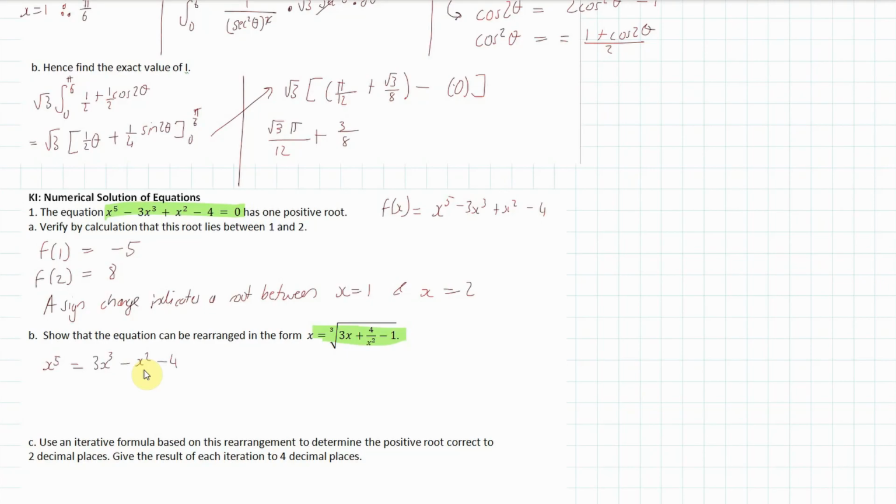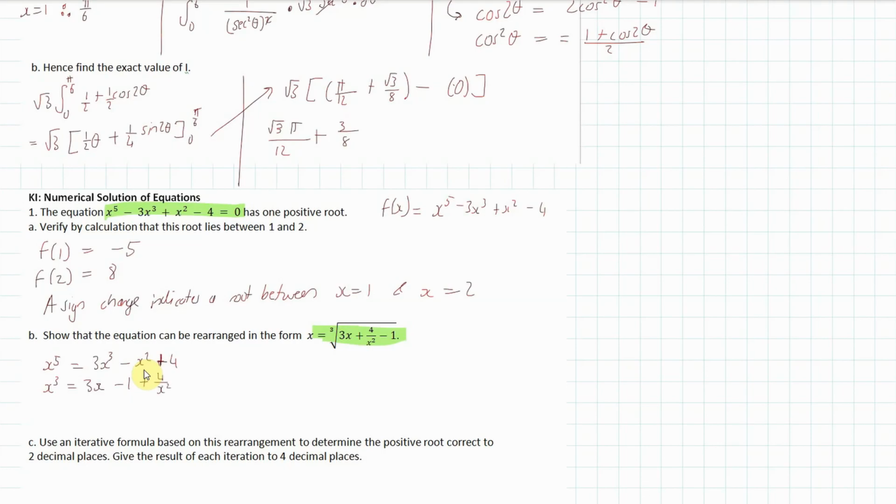Now, at this point, I could divide everything by x squared. So you can see I'll get x cubed equals, then I get this 3x, then minus 1. And then plus... Oh, sorry, that should have been a plus when I moved that across, shouldn't it? Made a mistake there. Plus, and then there'll be 4 over x squared.